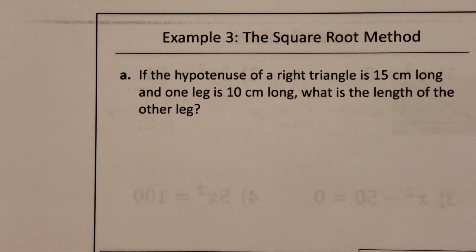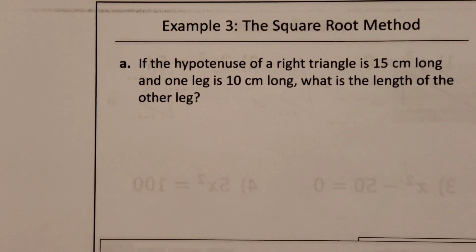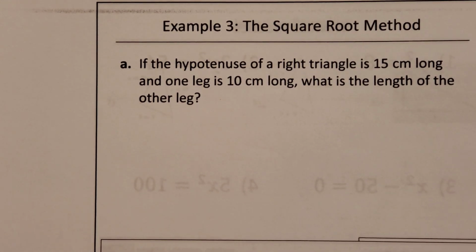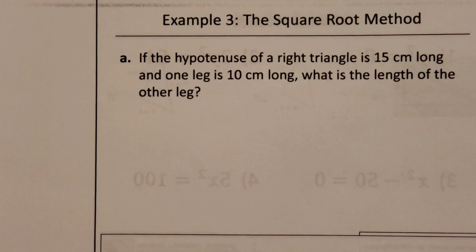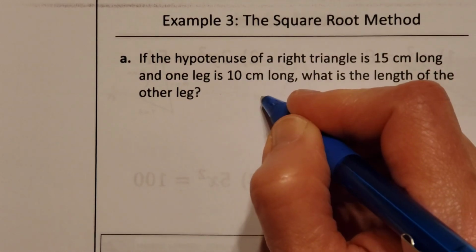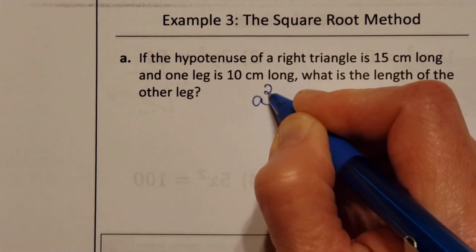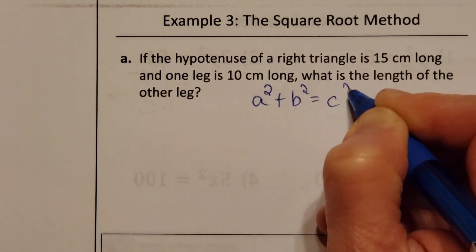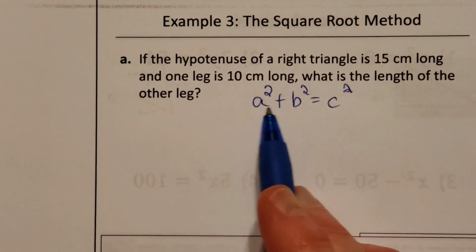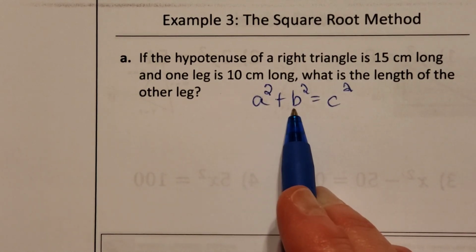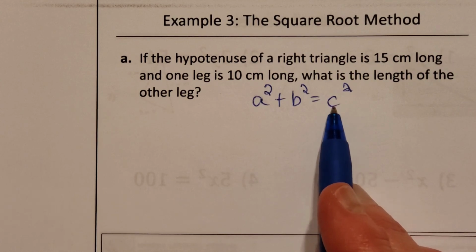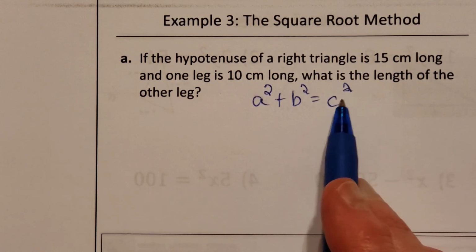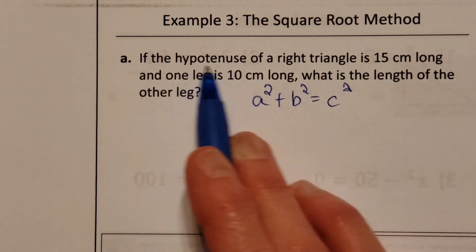It says, if the hypotenuse of a right triangle is 15 centimeters long and one leg is 10 centimeters long, what is the length of the other leg? The Pythagorean theorem is always in the statement a squared plus b squared equals c squared. A and b are the two legs of a right triangle. Doesn't matter in what order you have those two legs. But c is always the longest side, and that longest side is always called the hypotenuse, which is across from the right angle.